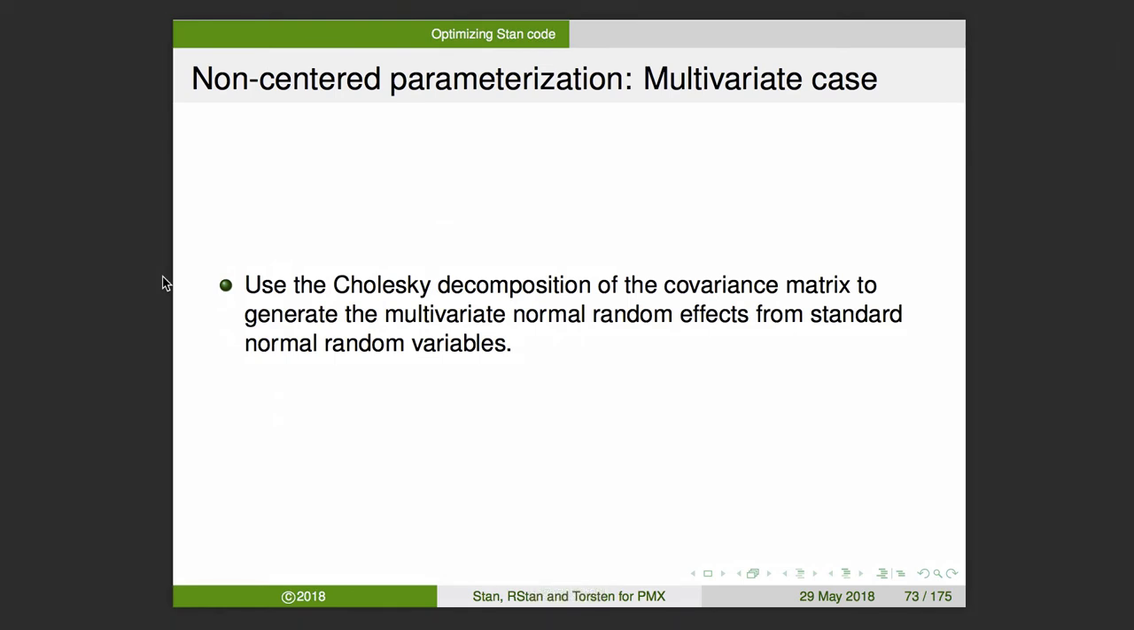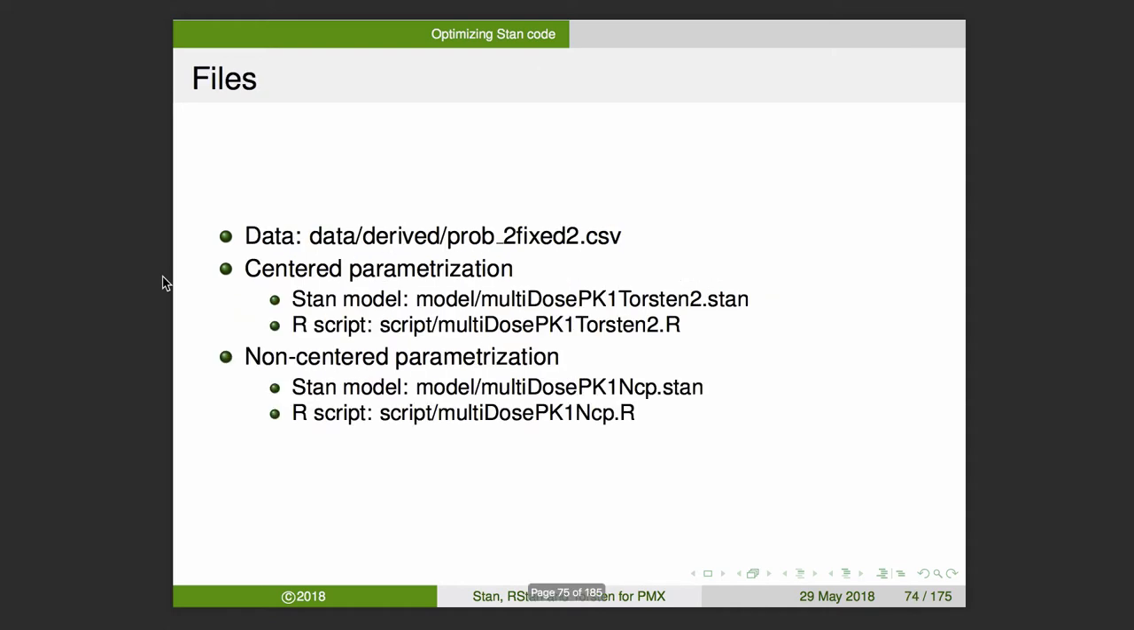Okay, now if we're dealing with the non-centered parameterization, we have to have something in here to go from our standard normals to a multivariate normal. And the classic way of dealing with that is via the Cholesky decomposition of our covariance matrix. So that's exactly what we're going to do in this case in order to take our standard normals and generate our individual parameter estimates that are coming from a multivariate normal. In the example, we're going to be taking that multi-dose PK1, and if you recall, we did have some divergent transitions in that, and I'll show you how you would do the non-centered parameterization for that.